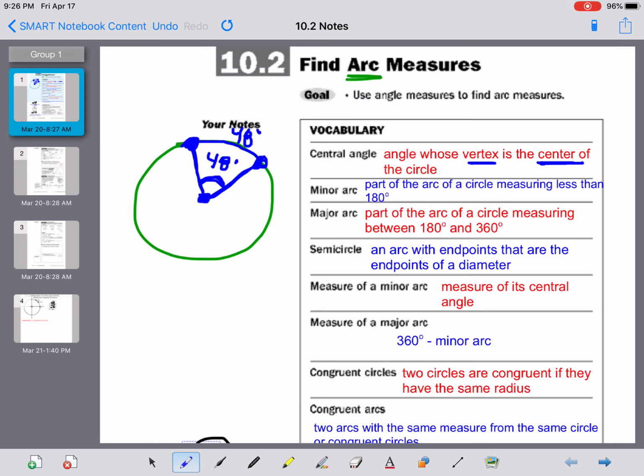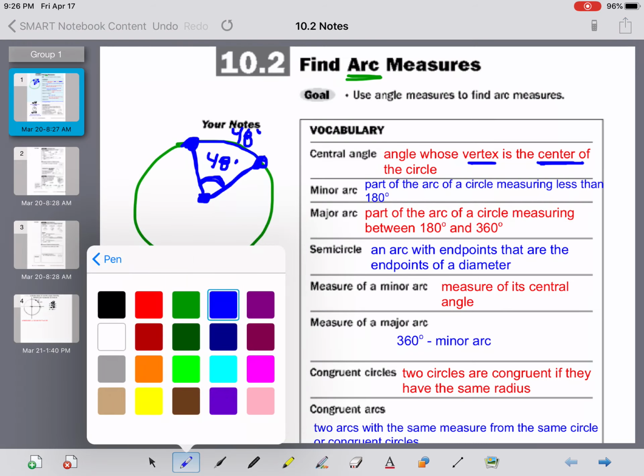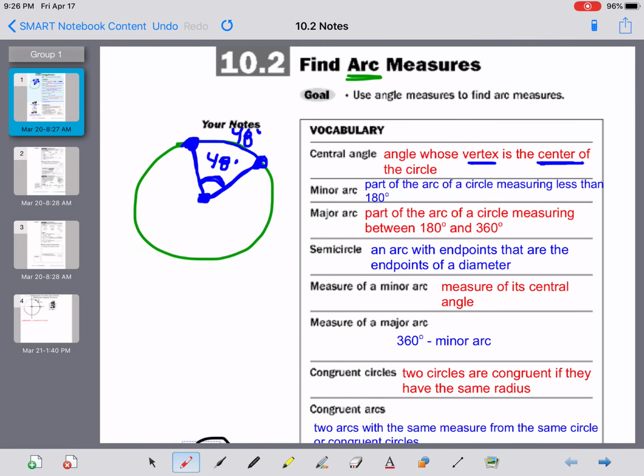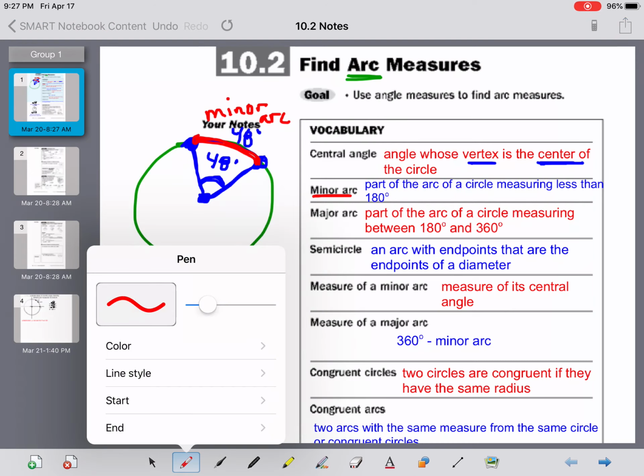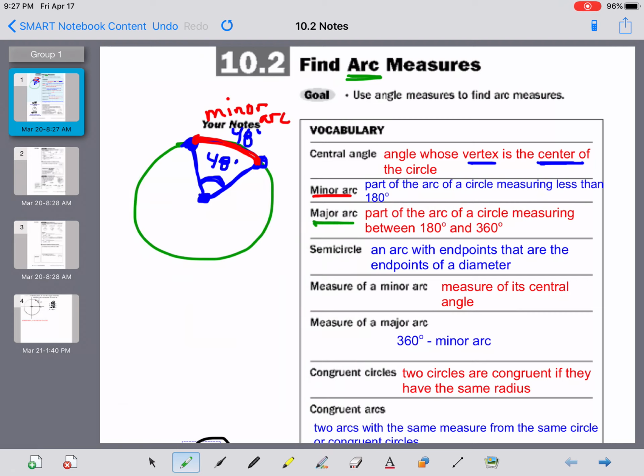All right, so we have different kinds of arcs on a circle. Our first one we're looking at here in the next definition is a minor arc. This is the part of an arc where it's less than 180. So this 48 degree arc you see right here, this could be a minor arc. And we compare that to a major arc down here beneath. And the major arc is the part of the arc that is between 180 and 360. So if we take the rest of this circle all the way around this way, this whole arc right here, this would be a major arc.